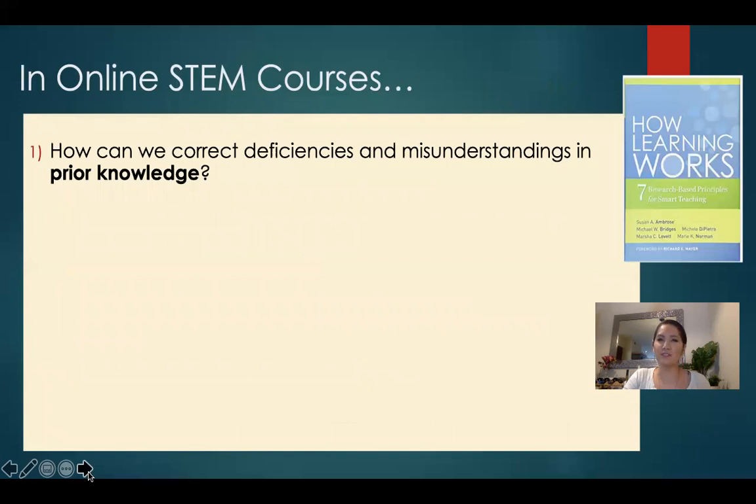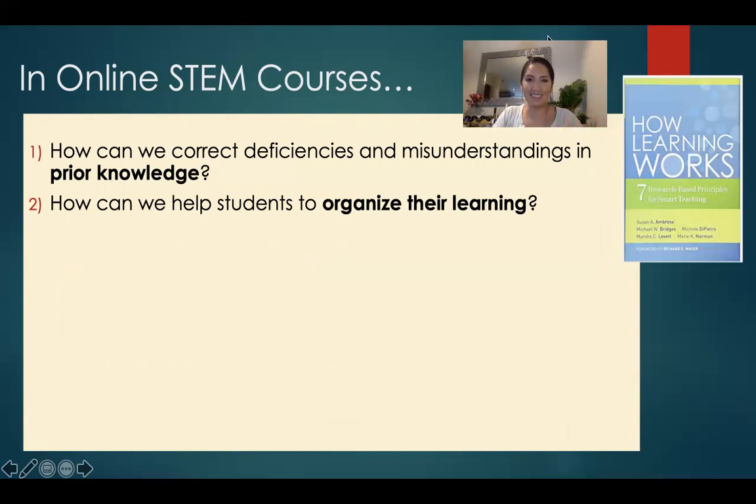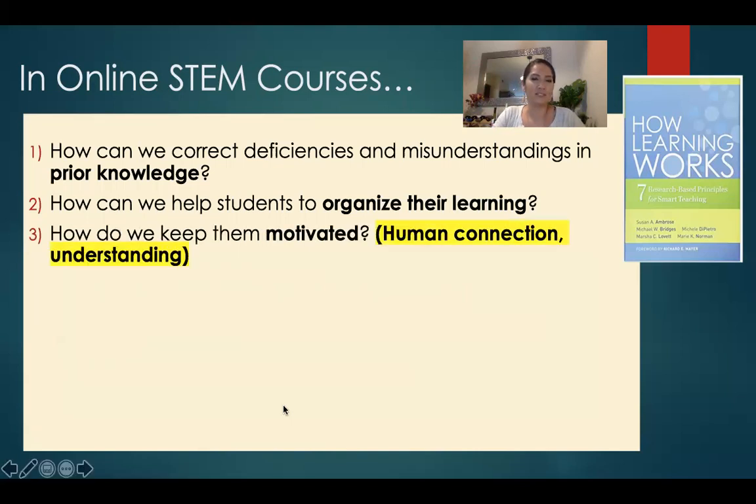So how can we correct deficiencies and misunderstandings in prior knowledge online? How can we help the students organize their learning online? That's usually just through excellent course design right now. If you use the Quality Matters rubric to judge your own online classes, if you have everything in modules, if you have everything in particular units with lessons, that's going to help your students organize their learning. But how do you do it in such a way that they're connecting ideas and not just going through a very linear lesson plan? There's something to be said about considering that question.